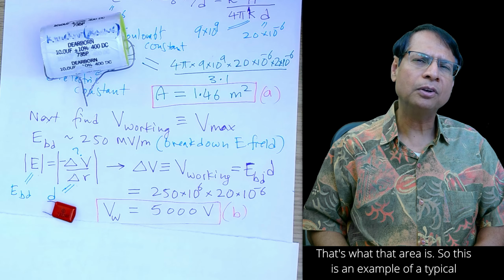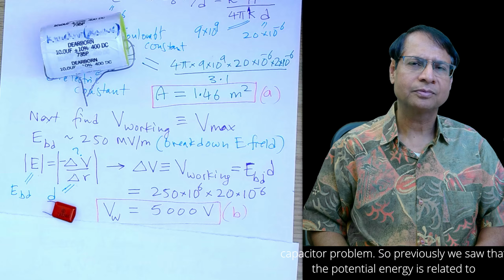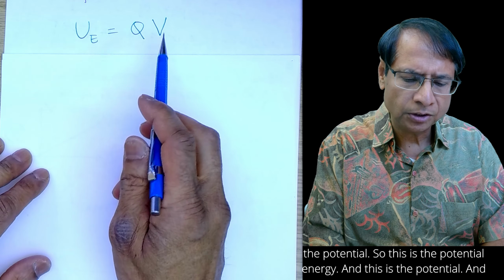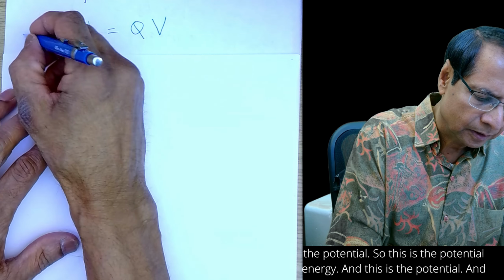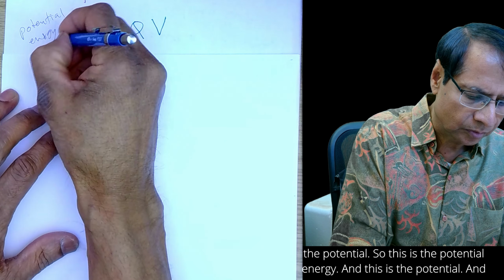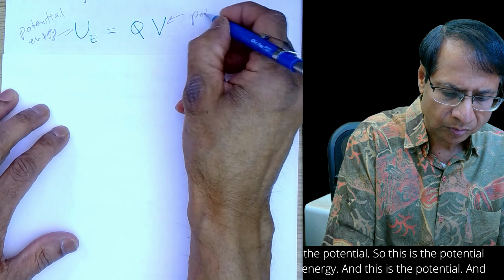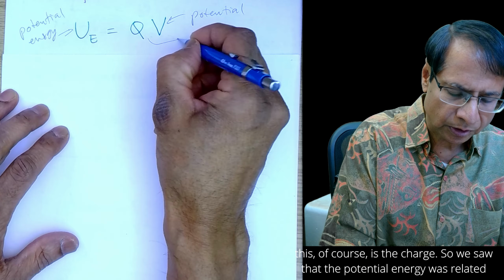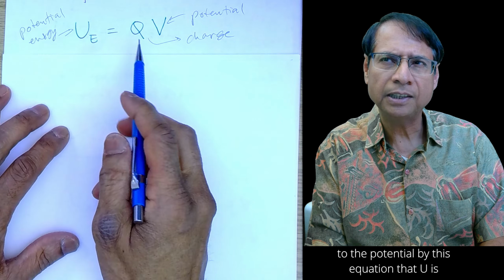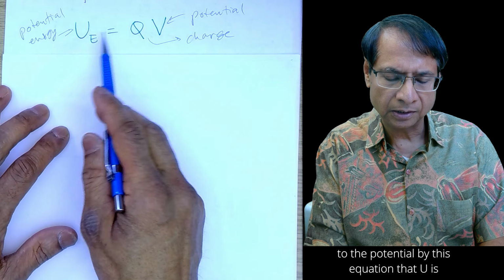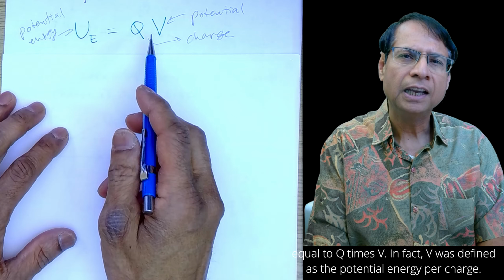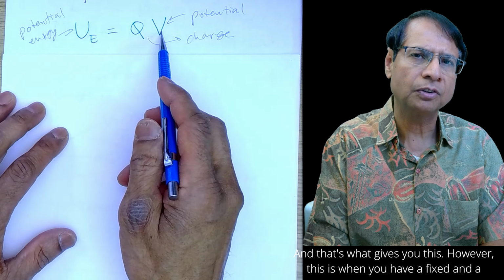So this is an example of a typical capacitor problem. Previously we saw that the potential energy is related to the potential. So this is the potential energy, and this is the potential. And this, of course, is the charge. So we saw that the potential energy was related to the potential by this equation, that U is equal to Q times V. In fact, V was defined as the potential energy per charge, and that's what gives you this.